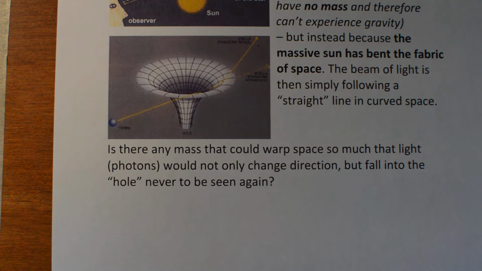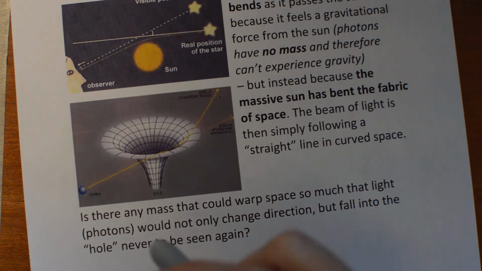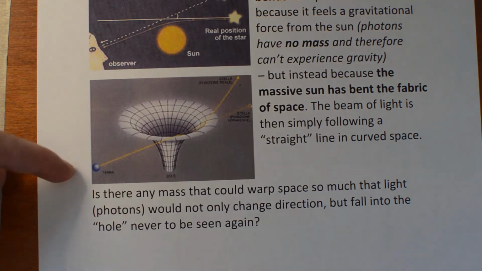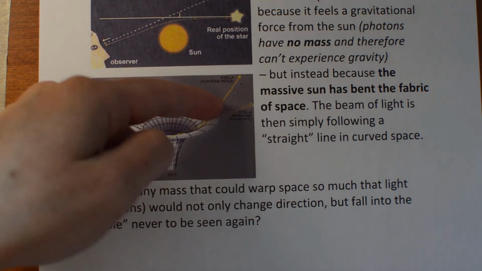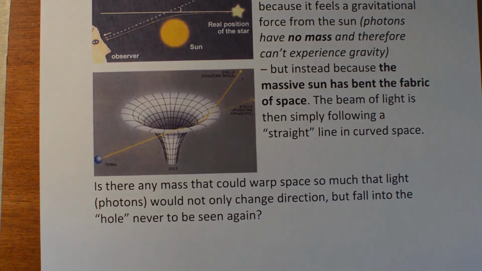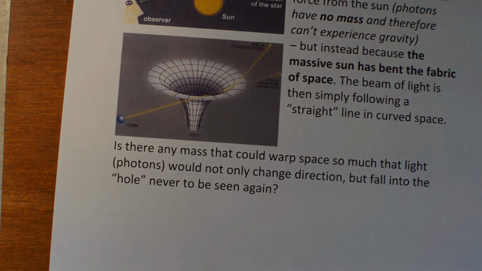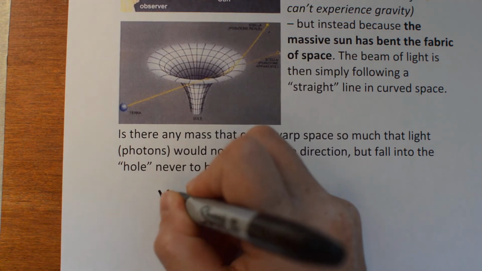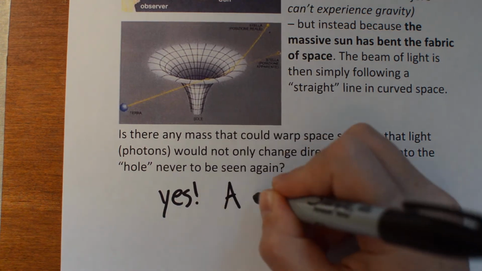So think about it, is there any mass you know of that could really warp space so much, just bend space so much that the light doesn't just sort of curve as it goes nearby that massive object and follow those curved lines, but actually falls into that hole and can't get out again? So you can no longer see that photon, it's just gone forever. There is. These masses, you see them, there's one in the center of our galaxies. That is a black hole.